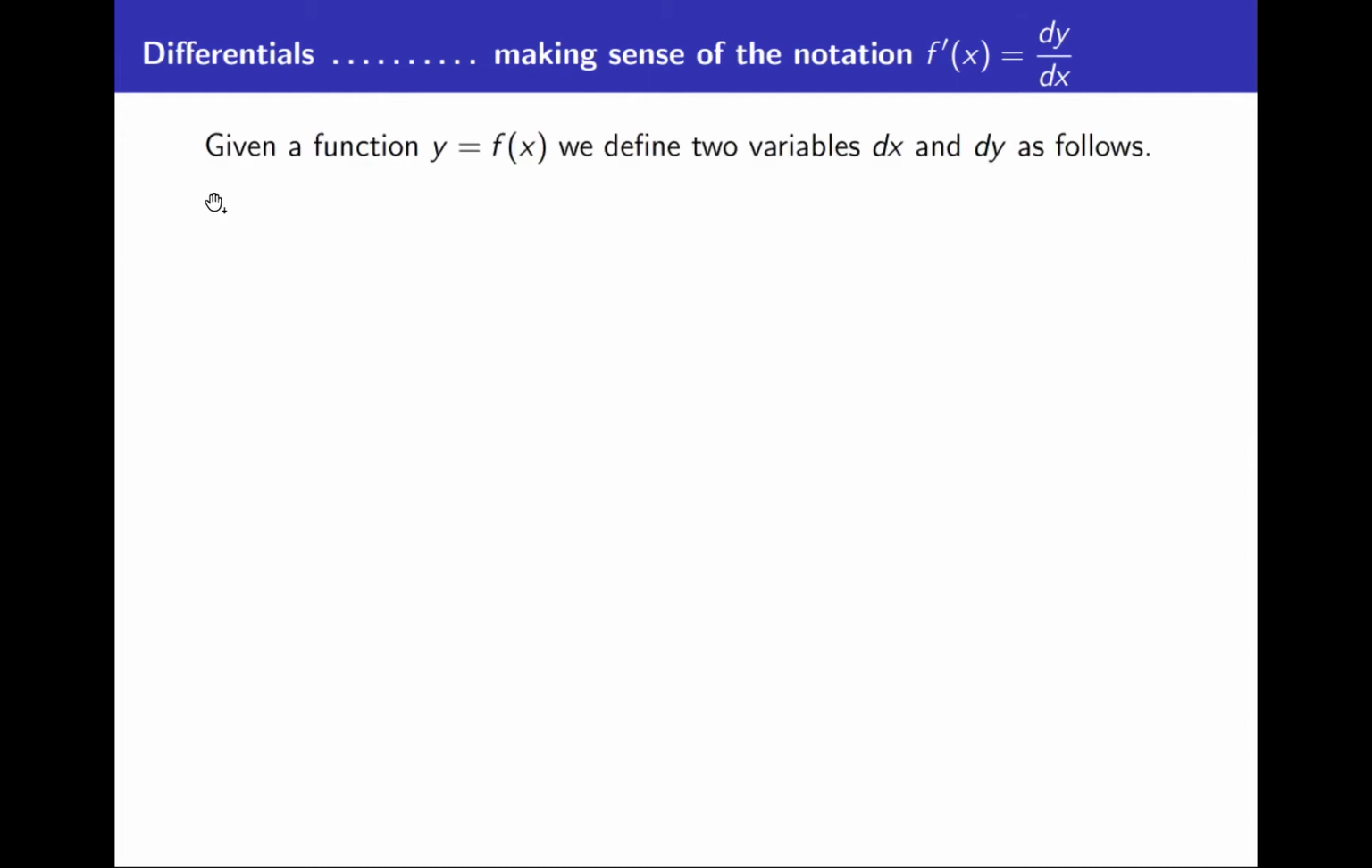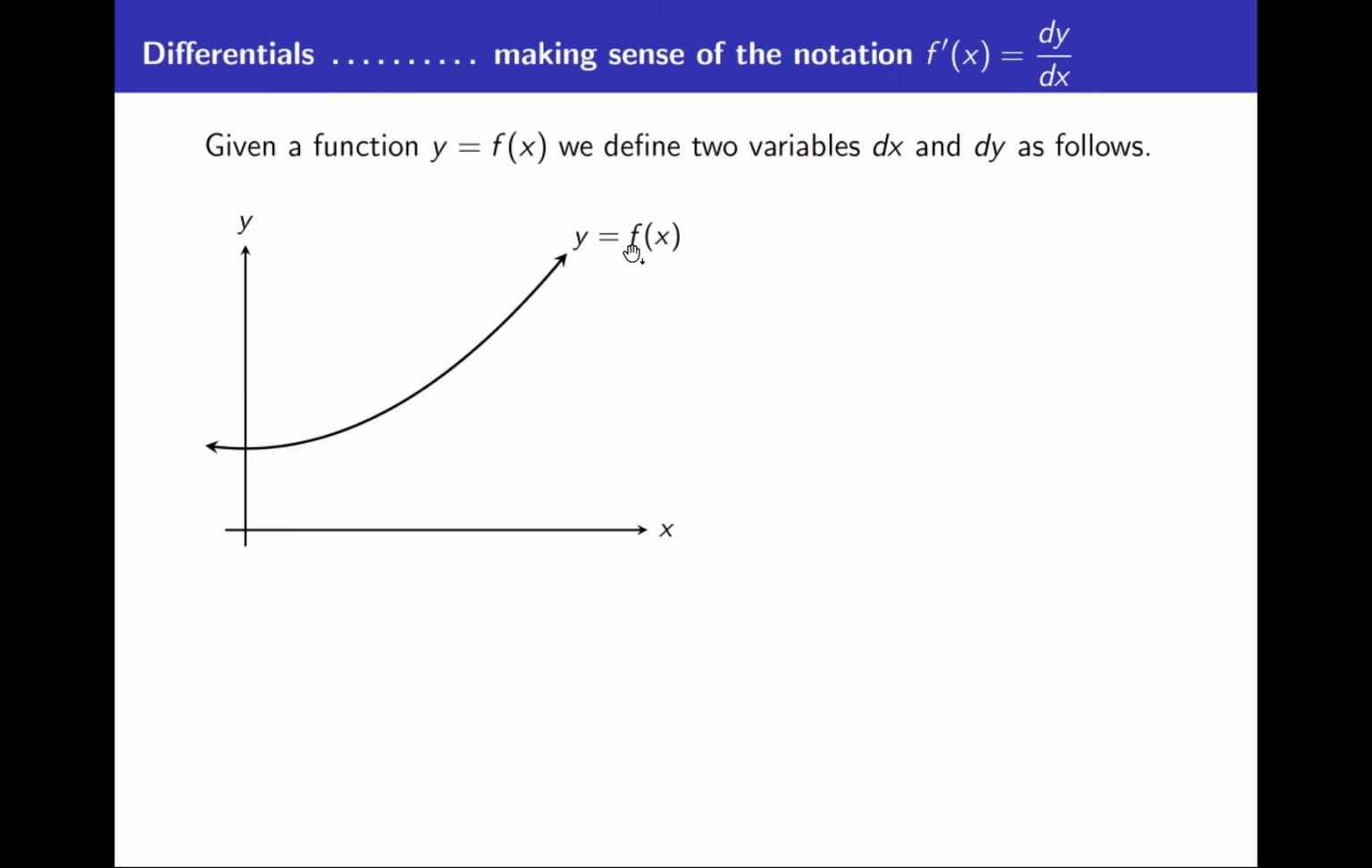We're going to define them now. Given a function y equals f of x, we define 2 variables called dx and dy as follows. And here dx is just the name of a variable, and dy is the name of another variable. They're different from x and y. Dx is one variable, and dy is another variable. And we get them this way.